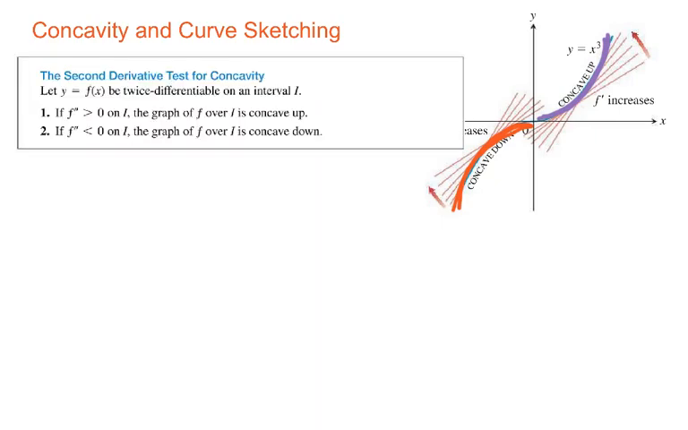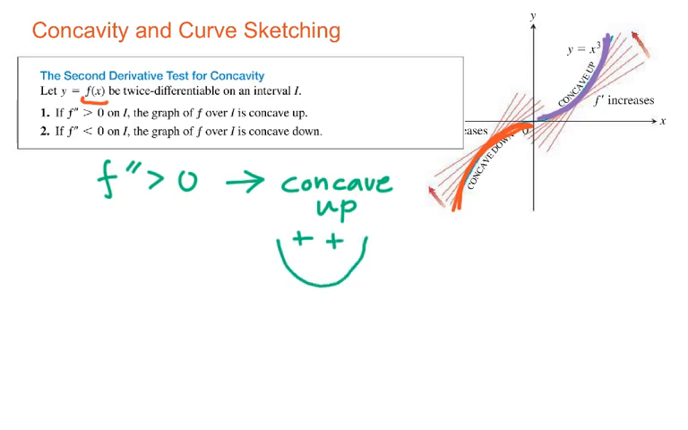So what I'm going to introduce here is the second derivative test for concavity. If we have a function and it's twice differentiable, and when I say twice differentiable, that just means I can take the second derivative of it. If the second derivative is greater than 0, then we're going to have concave up. Concave up like a cup. Does not spill water.